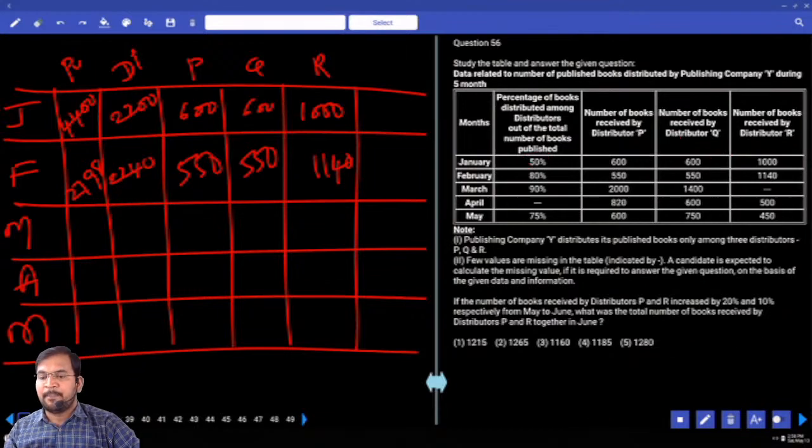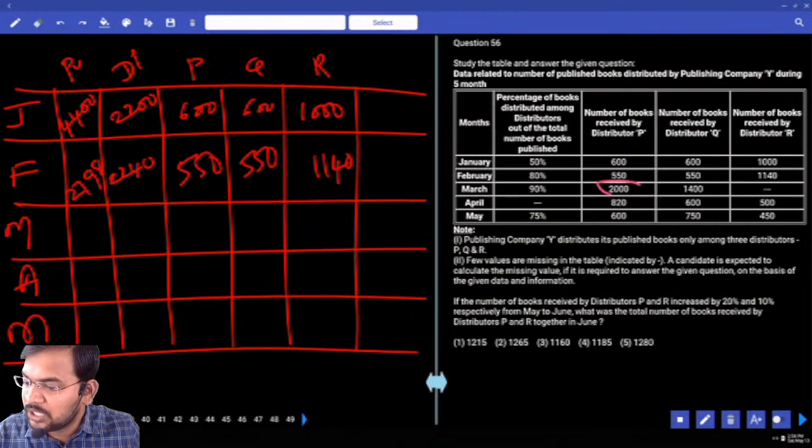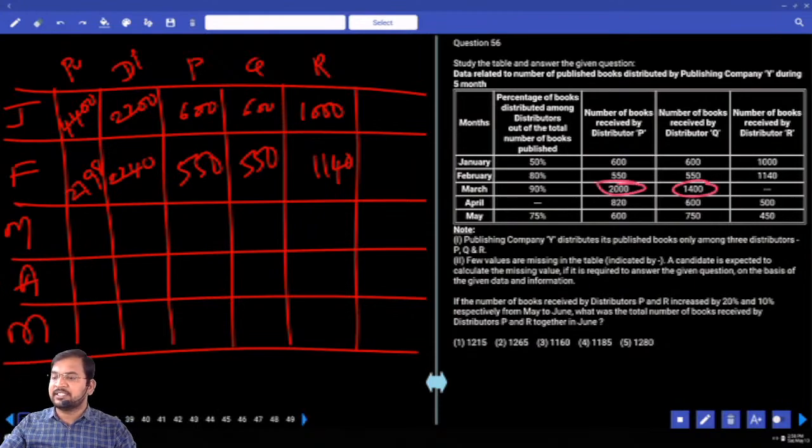Now look at here. March 90%. This is 90%. 2,000, 1,400. Together is 3,000. But we don't know this value. Is it possible to find out the value?